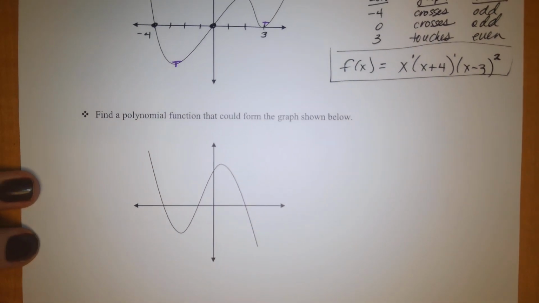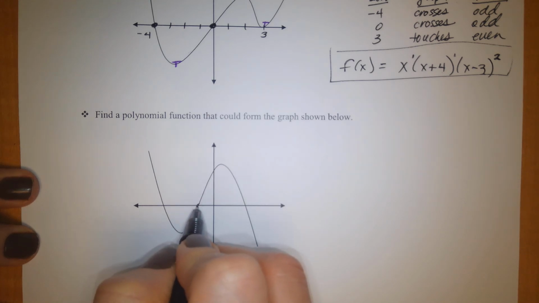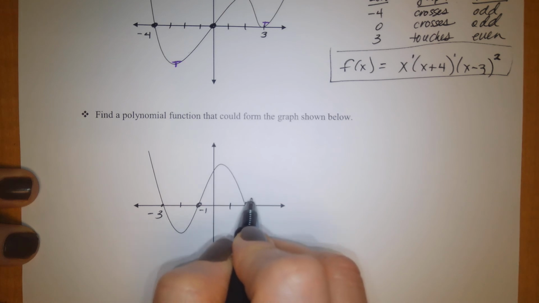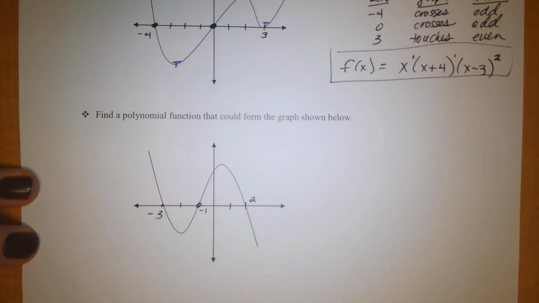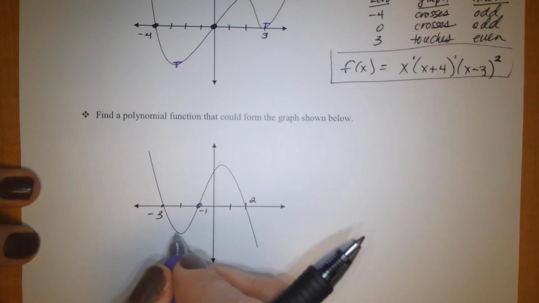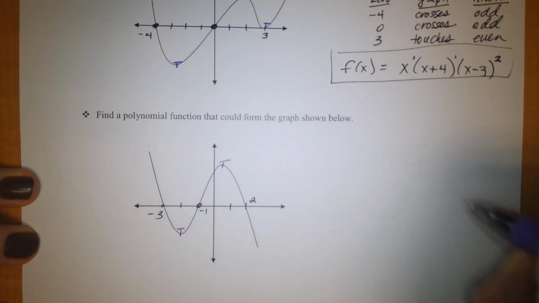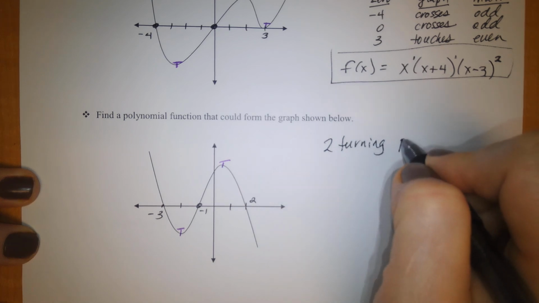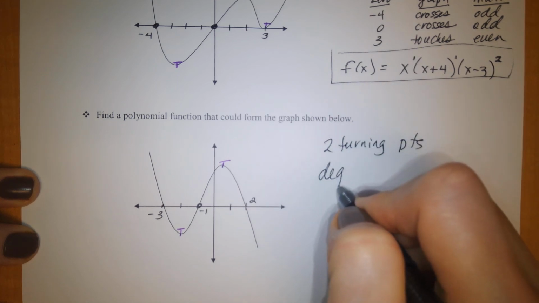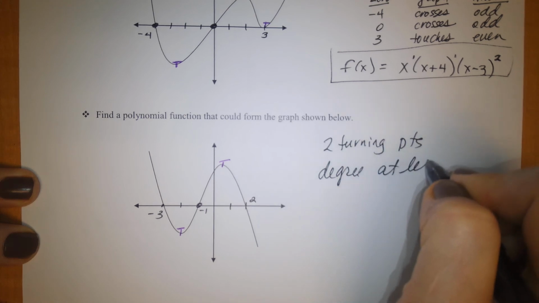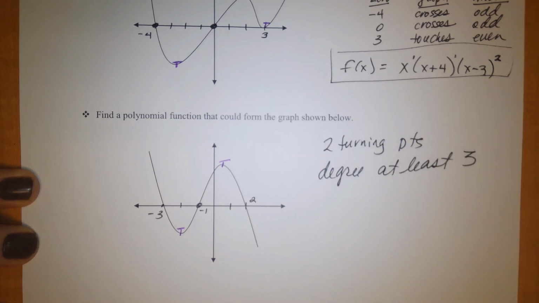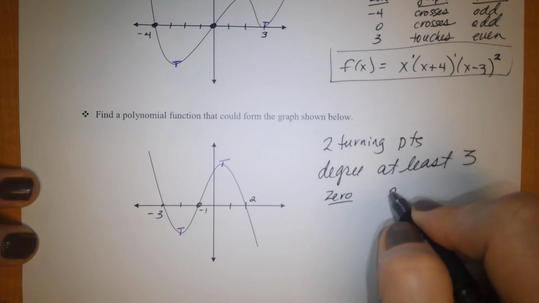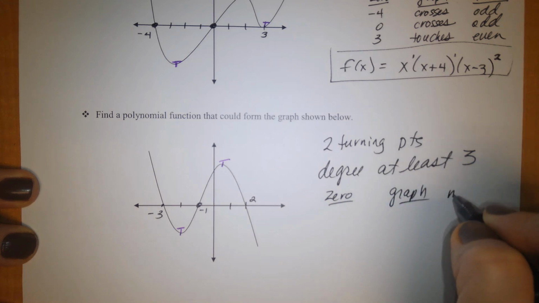So how about this one? Again, we have these zeros at -1 and -3 and at 2. So it has 2 turning points. 2 turning points indicates a degree of at least 3. The degree is always one more than the turning points. So let's look at the zeros and then analyze the graph to determine their multiplicity.